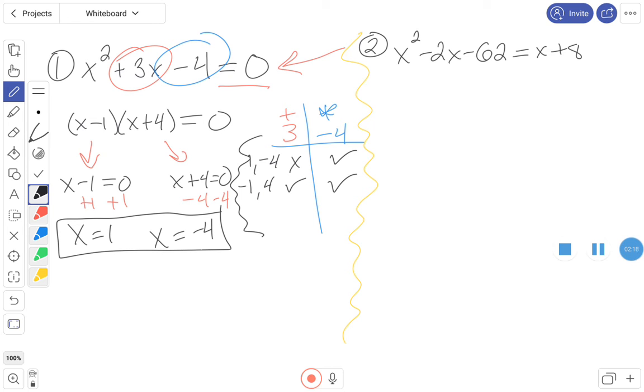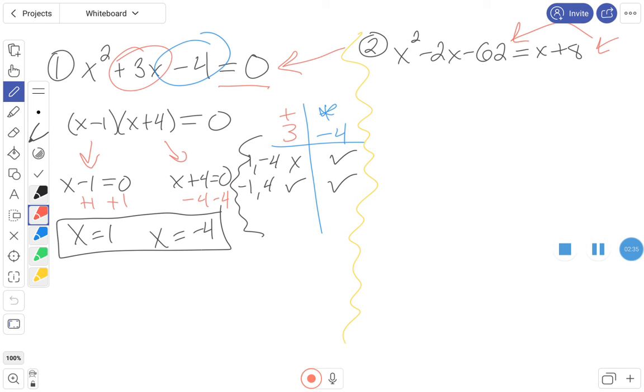So let's try another example. This time you'll notice it does not equal 0, and I said that that was a rule, that it had to equal 0. So I need you to make it equal 0 by simply taking everything on this side and moving it over to the other side.